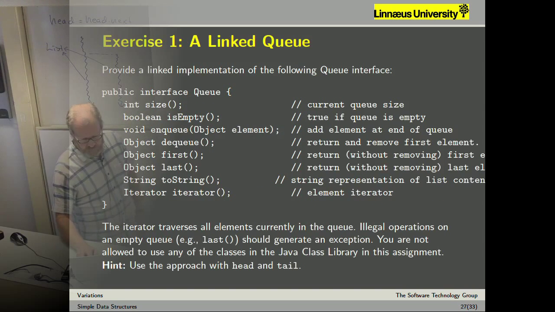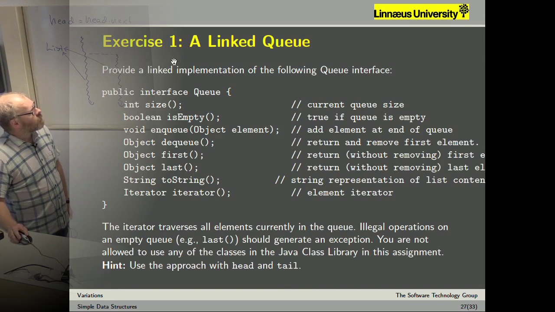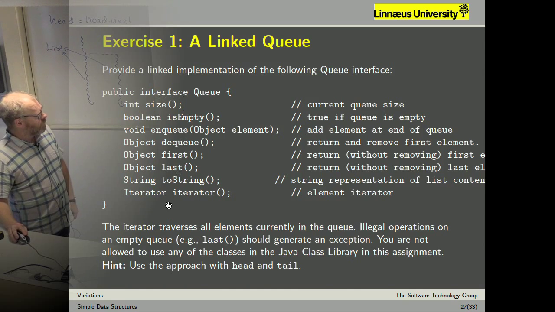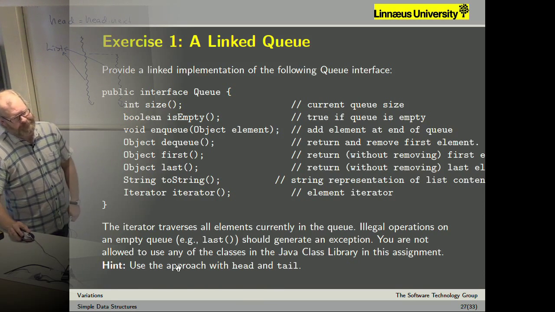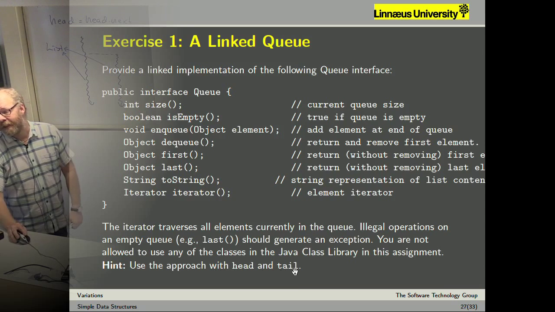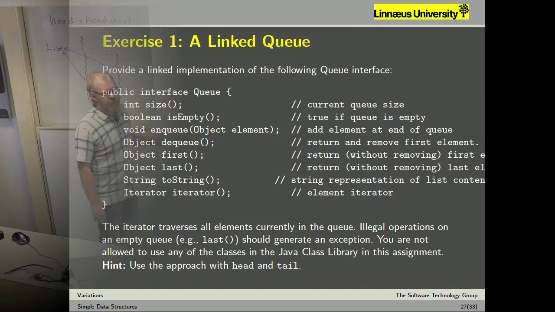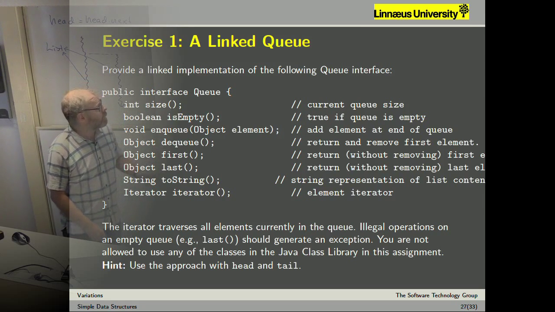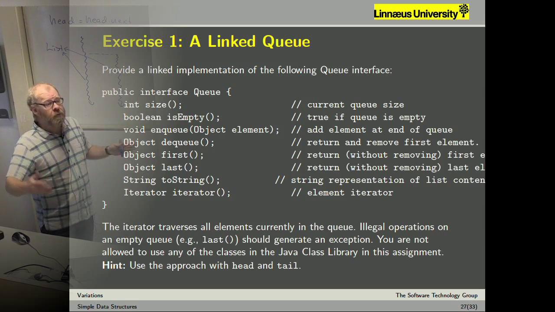Okay. The first exercise, we provide you with a queue interface. We would like you to do a linked implementation of it, and we are suggesting, basically forcing you to use a head and tail approach. Using only head would be stupid. Why? Because adding new elements would be slow. If you're using a head and tail, both adding and removing elements from the queue should be done without traversing the entire list.